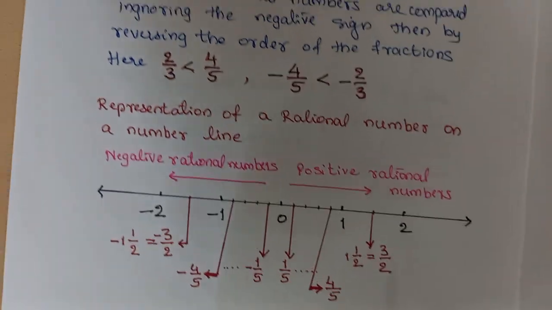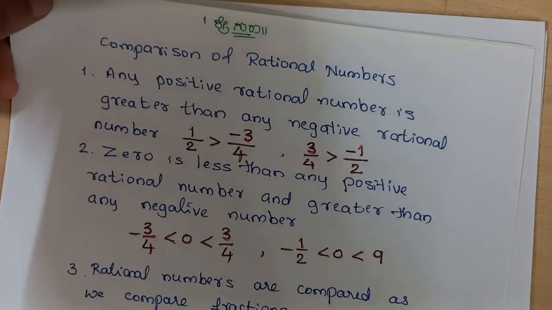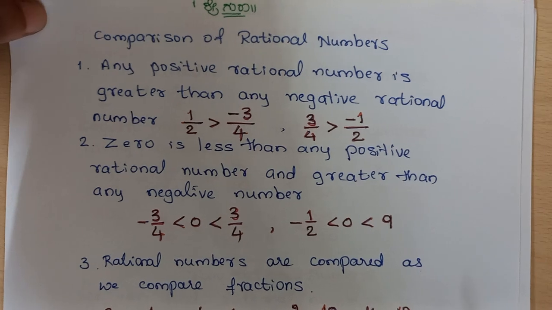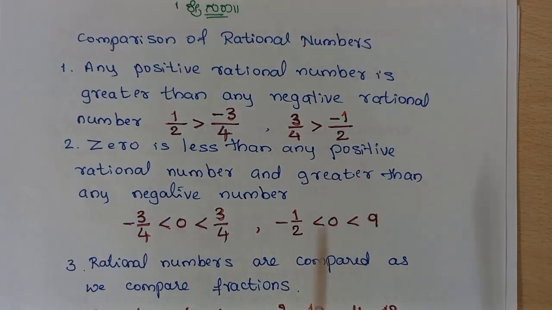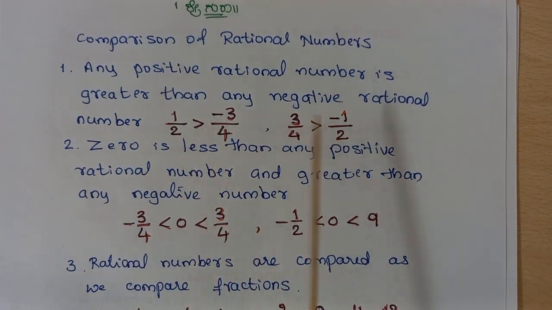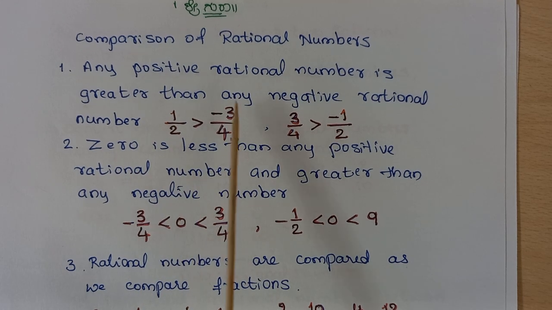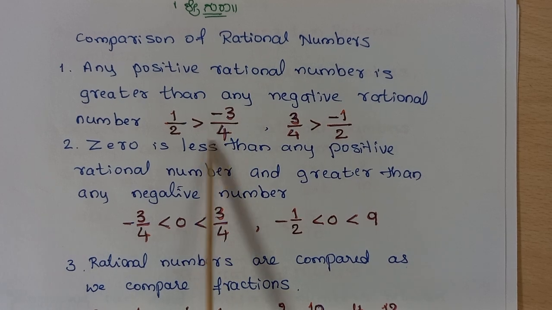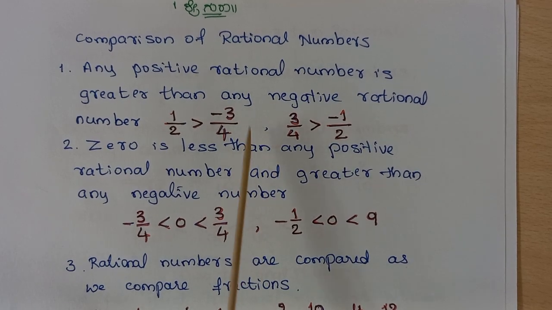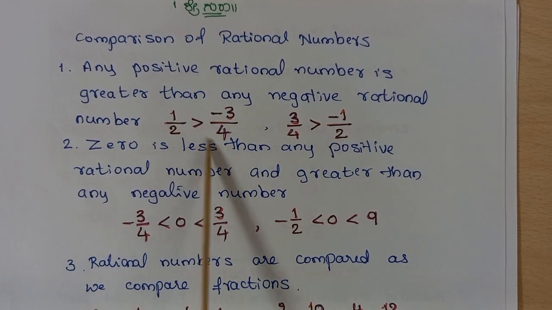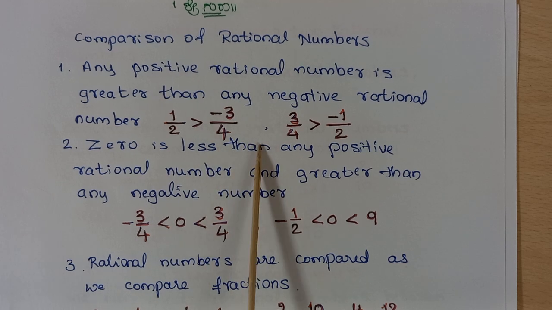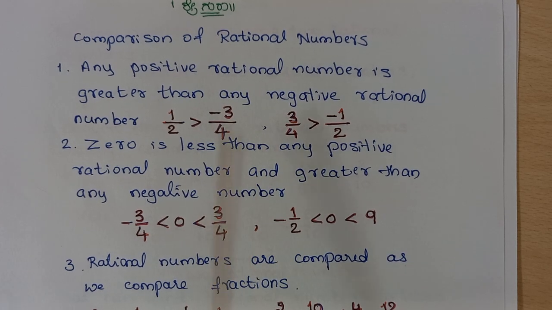Now, how do we compare the rational numbers? Comparison of rational numbers. Any positive rational number is greater than any negative rational number. 1 by 2 is greater than minus 3 by 4. However big the numerator and the denominator be, if the rational number is negative, then it is always smaller than the positive rational number.